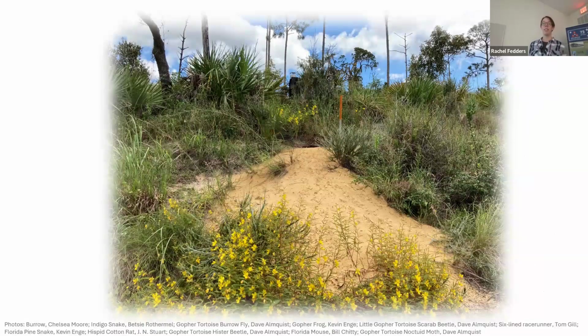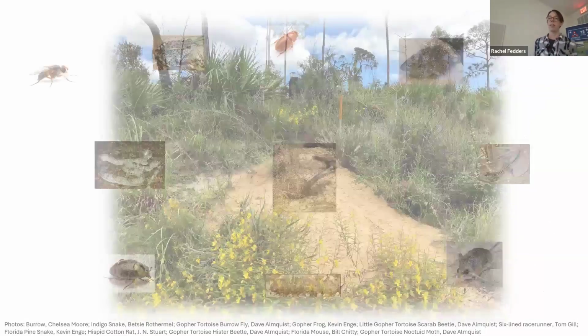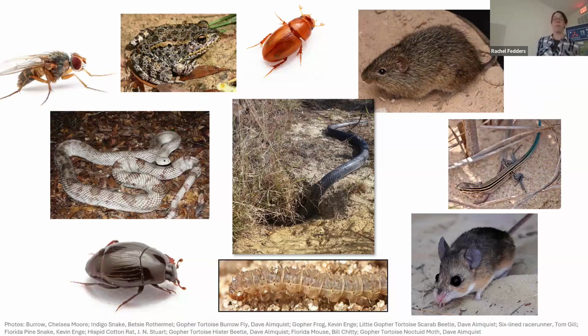Gopher tortoises are keystone species throughout their range. They dig burrows up to 40 feet long, which provide shelter for over 350 commensal species. Several of these species, especially a lot of the invertebrates, are obligate commensals, meaning that they're not found in the absence of tortoise burrows.